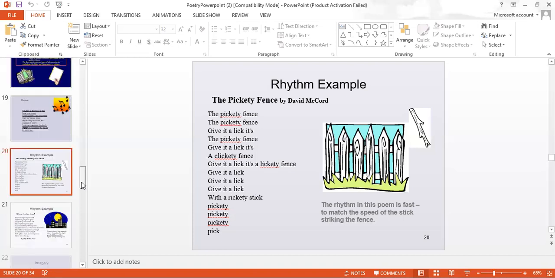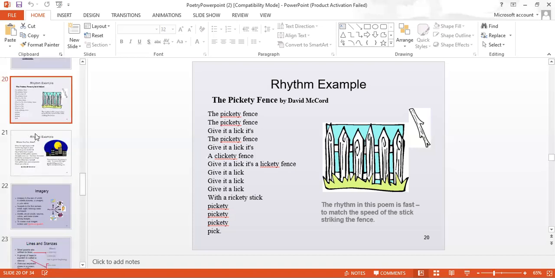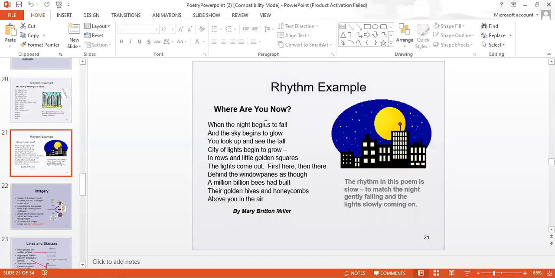So at this juncture, maybe let's have another example of rhythm. "Where are you now? When the night begins to fall and the sky begins to glow, you look up and see the tall city of light begin to grow. It glows in little golden squares. The lights come out, first here, then there, behind the window panes, as though a thousand million bees had built their golden hives and honeycomb above you in the air." So the rhythm in this poem is slow to match the night gently falling and the light slowly coming on.